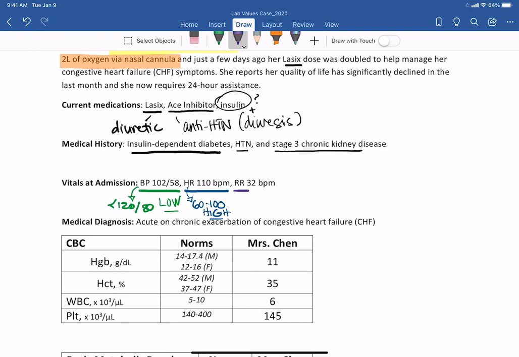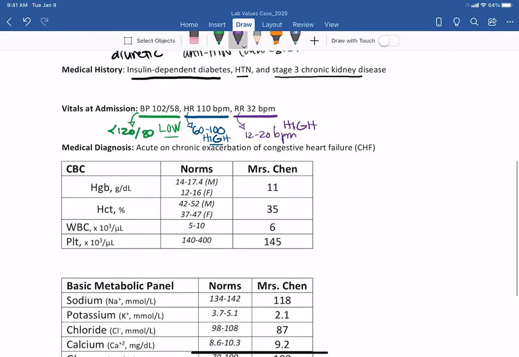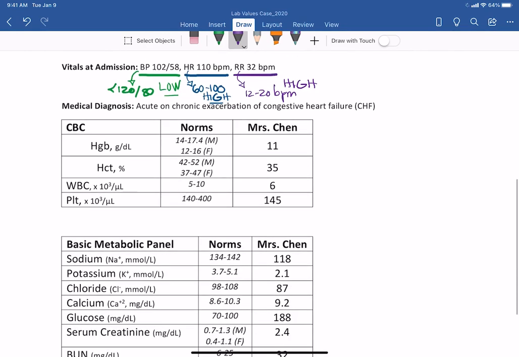And her respiratory rate is 32. All right, normal respiratory rate is 12 to 20 breaths per minute. 32 is quite high. So she also has a high respiratory rate. So breathing a lot, very frequent breathing. All right, so her medical diagnosis is acute on chronic exacerbation of congestive heart failure.